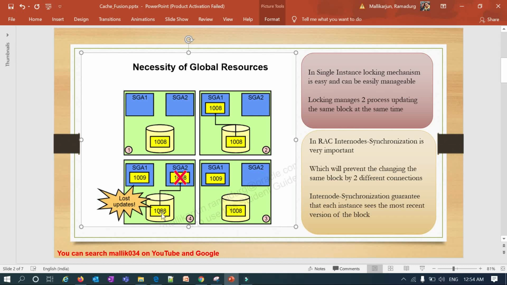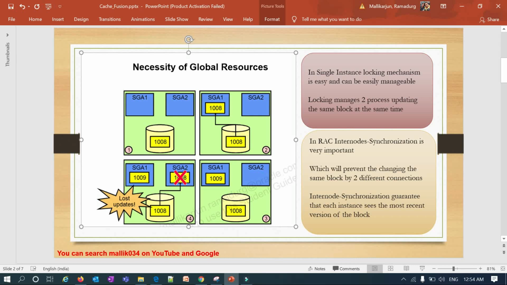And at the same time, if the other connection in instance 2 updates the same block, if it reads 1008 and tries to update it to 1010, then there is no consistency in the data, because that block is already modified as 1009. So the connection in instance 2 should get this 1009 instead of 1008, right?